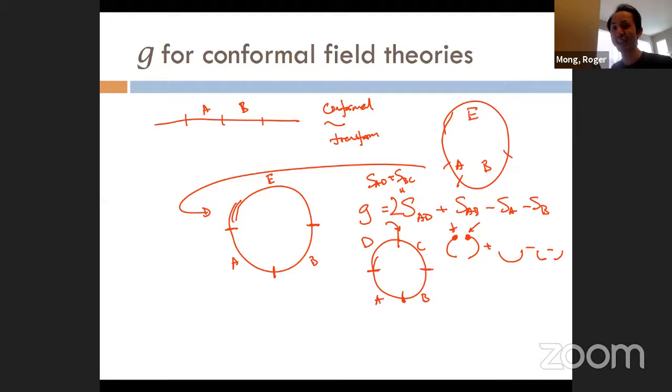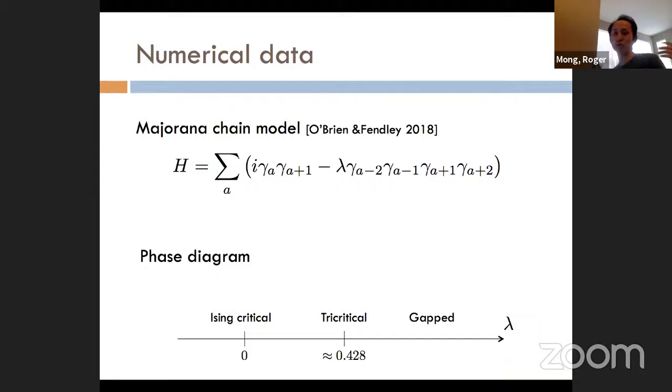All right, so what I say here might not be very satisfactory, and this is where we turn to numerical data. We actually run this. The model that we're going to take is a 1D quantum system, given by this Hamiltonian. You should think of this as a chain of Majoranas. The first term is the standard term with which you couple the Majoranas so that you get a critical Ising phase, and the coefficient is one.